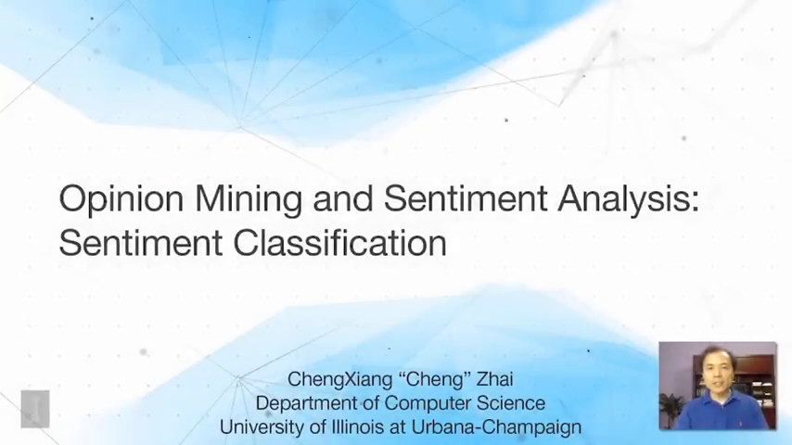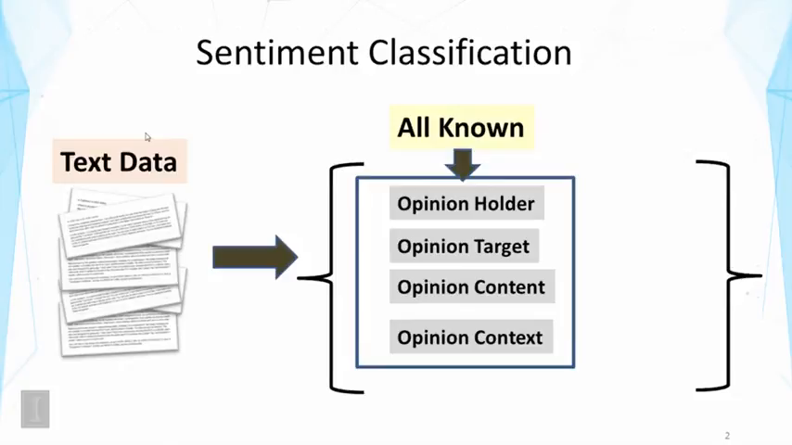This lecture is about sentiment classification. If we assume that most of the elements in the opinion representation are already known, then our only task may be just sentiment classification, as shown in this case. So suppose we know who is the opinion holder and what the opinion target is, and also know the content and context of the opinion. Then we mainly need to decide the opinion sentiment of the review. So this is a case of just using sentiment classification for understanding opinion.